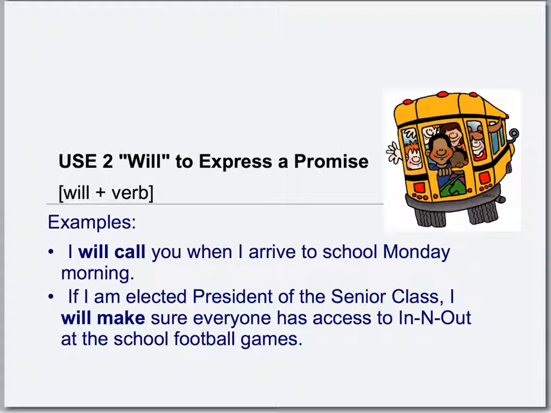If I am elected president of the senior class, I will make sure everyone has access to In-N-Out at the school football games. Will is accompanied by the verb make. In this example, the speaker, who is hoping to be elected president of the senior class, promises to make sure that everyone has access to In-N-Out at the school football games. Take a moment to pause the video and practice using will to express a promise.